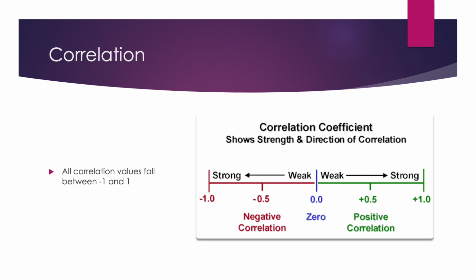Another note about correlation is that all correlation values fall between -1 and 1. And this little handy chart on the right here shows you the general interpretation of correlation values between two variables.